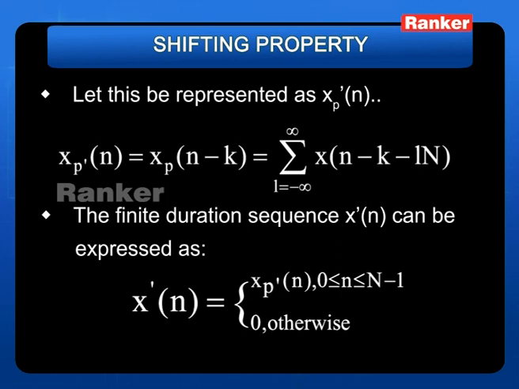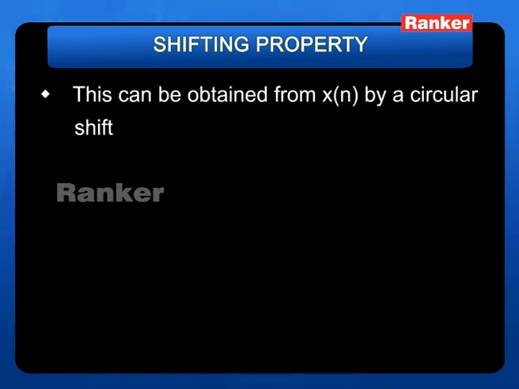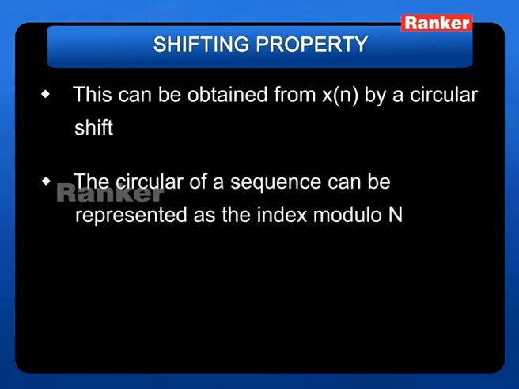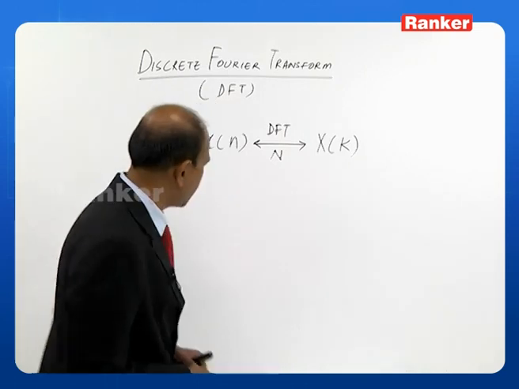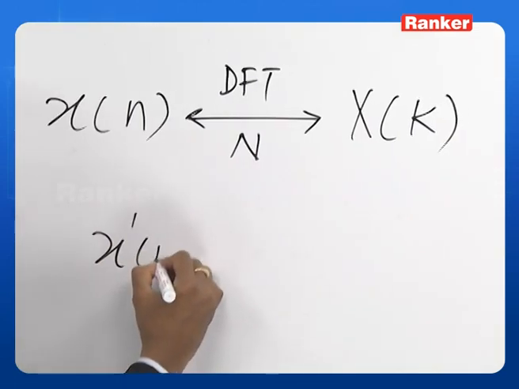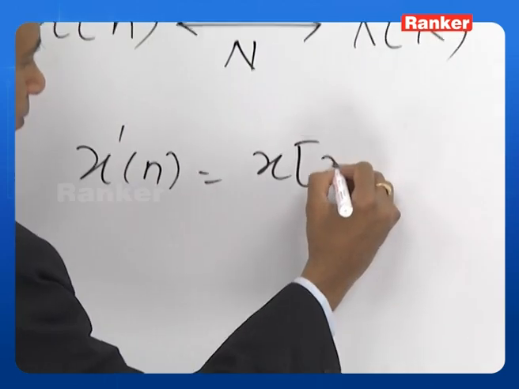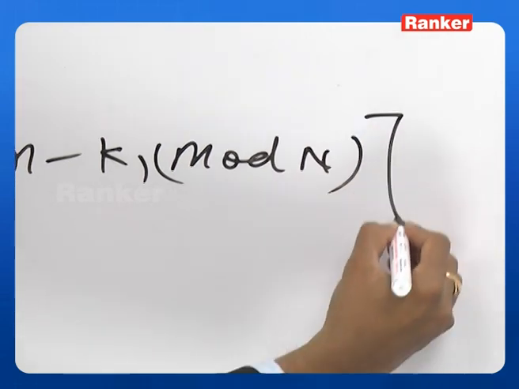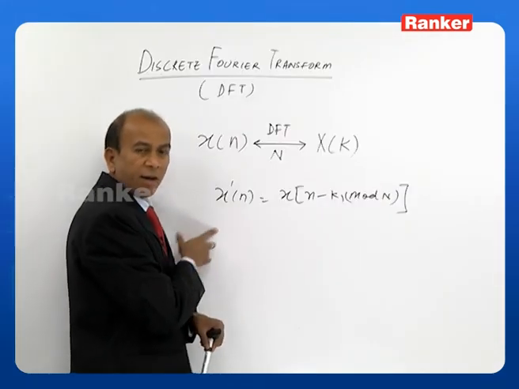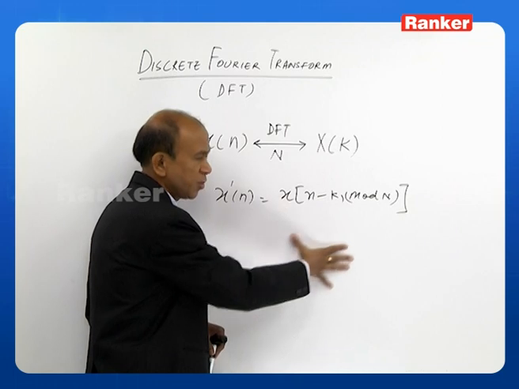So this is what this property is about. Then this is obtained from x of n by what is called a circular shift, and the period of this is capital N. Okay, that's the shift. The circular shift of a sequence can be represented using the index modulo N, that is x dash of n can be written as x of n minus k mod N. So we can just represent that like that. So x dash of n I can write as x of n minus k mod N. So this is your circular shift. When I do the circular shift, this is what you get here.